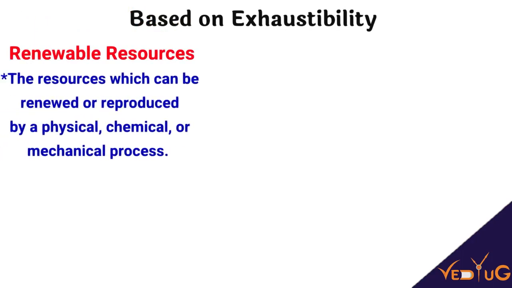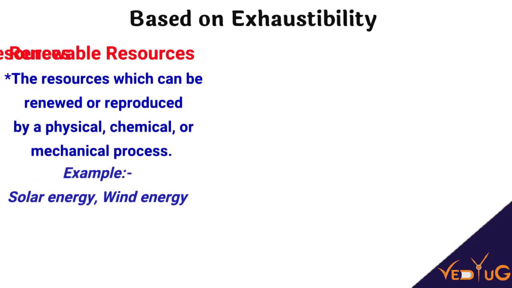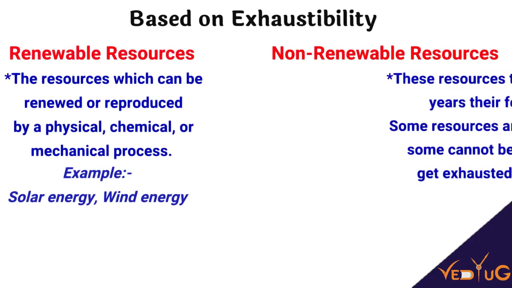Now on the basis of exhaustibility, resources are classified as renewable and non-renewable resources. Exhaustible resources are those which are present in limited quantity and can be completely used by human beings. The renewable resources can be renewed or reproduced by physical, chemical or mechanical processes. For example, solar and wind energy, forest and wildlife. Wind energy was amongst the first resources harvested by human beings to improve our livelihood, and it produces energy also. Now, let's see non-renewable resources.